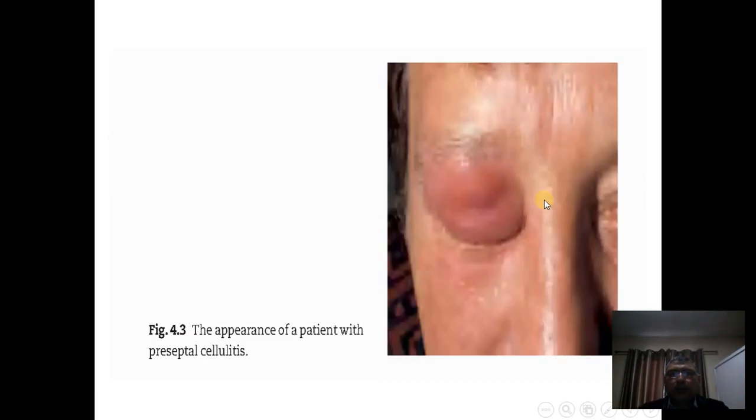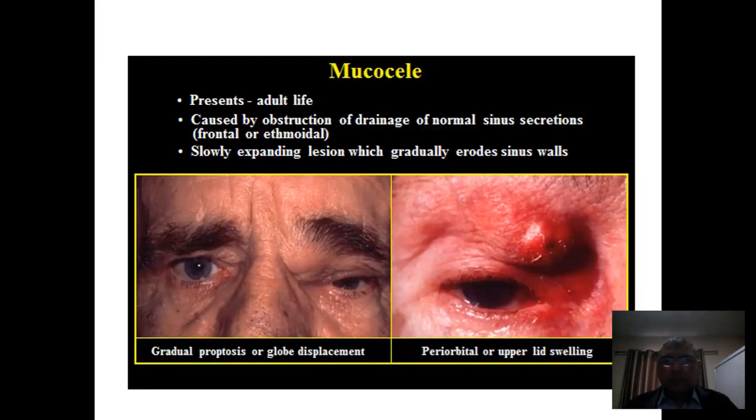This is a case of orbital cellulitis, and here it shows the ethmoidal sinus involvement in this case. In preseptal cellulitis, if you elevate the eyelid, you will see the globe freely mobile. Mucocele from the frontal sinus.